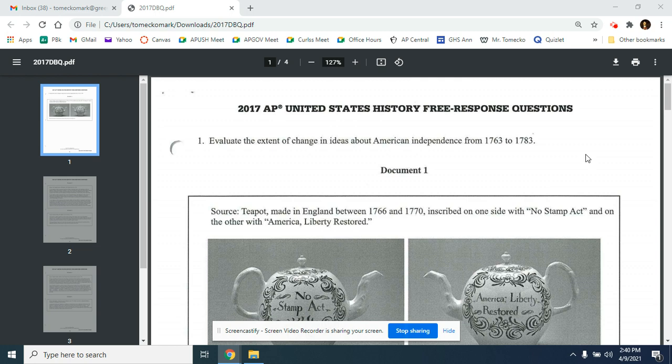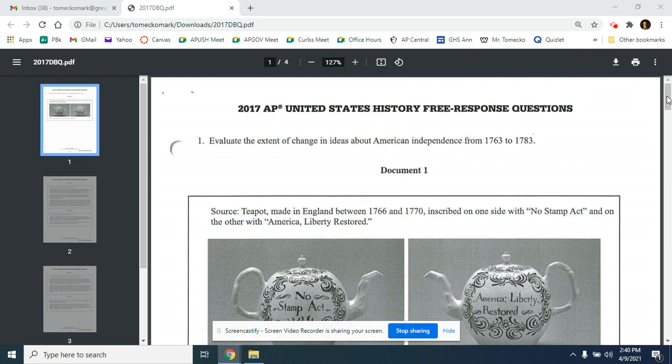But I think it's so important that before you look at the documents, you develop your own thesis. You think, all right, big picture, how would I answer this question? Because let's be honest, that prompt could be an LEQ prompt. You don't need documents to write this essay. So come up with a working thesis first, then look at the documents. Now, we're not going to look at all the documents together here, but we will look at some.